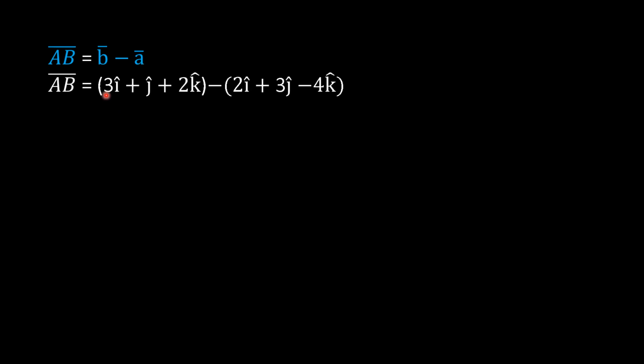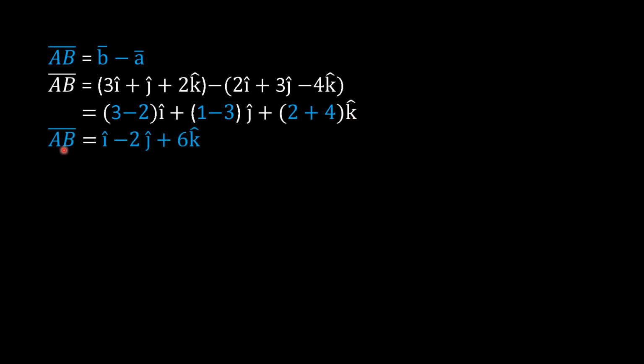AB bar is b bar minus a bar, that will be 3i plus j plus 2k minus 2i plus 3j minus 4k. It will be 3 minus 2 i, 1 minus 3 j, and 2 plus 4 k. So AB bar will be i cap minus 2 j cap plus 6 k cap.